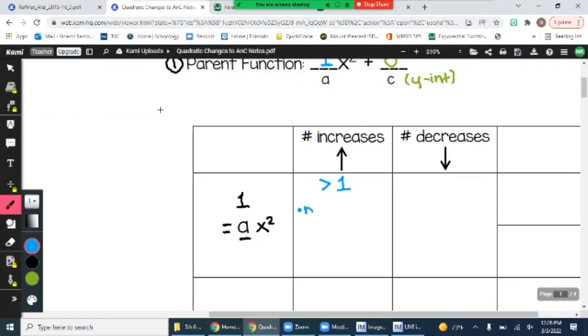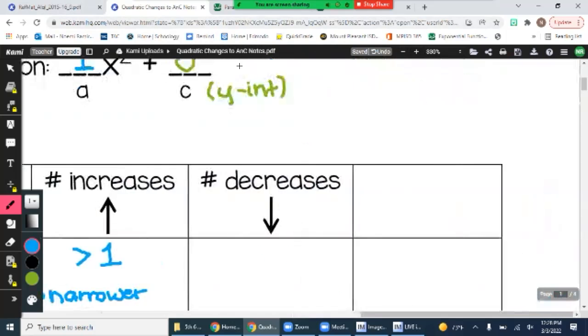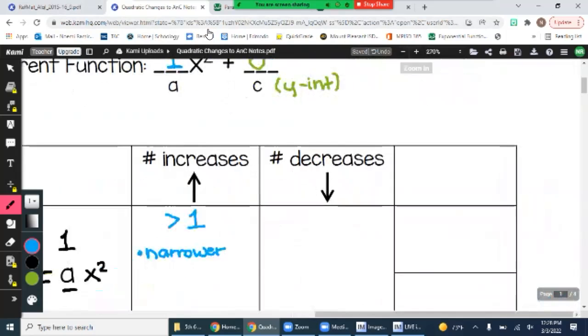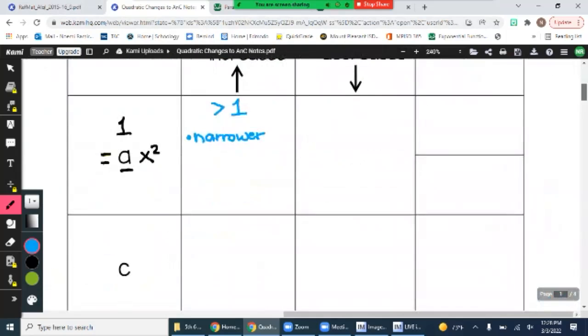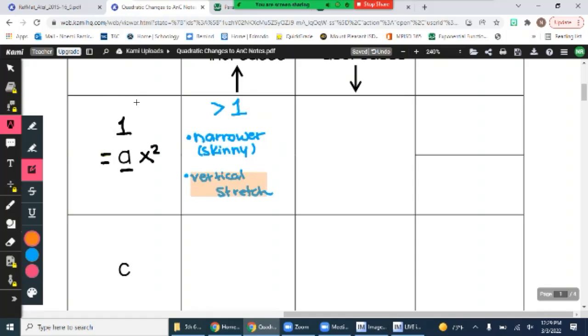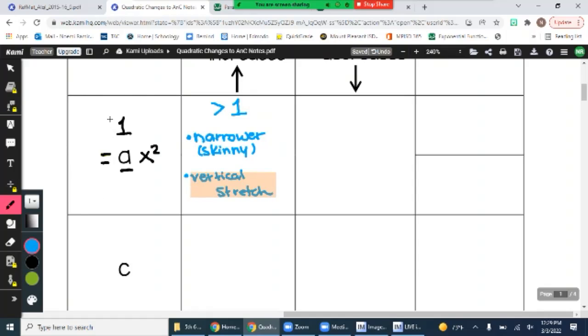It will get narrower. For those of you that don't know what the word narrower means, we're going to use the word skinny. I'm going to put it in parentheses. It means it's getting skinnier. But the term that they use on the STAR test is a vertical stretch. I want you to highlight that whole phrase, vertical stretch. That's the terminology that you should be looking out for on the STAR test.